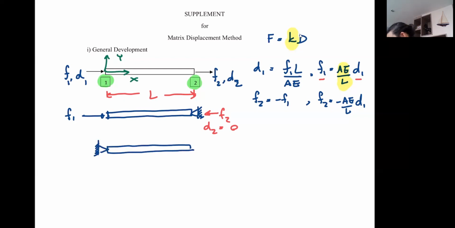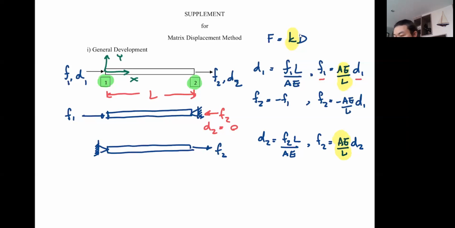And in similar fashion, I can draw the same structure, but this time the hinge is here, and I apply F2. So I'm going to have D2, right? So in here, my D2 is going to be equal to F2 L over AE. And in similar fashion, I can write F2 in terms of AE over L D2. And again, you should be able to notice the AE over L term, which is the stiffness of a truss member.